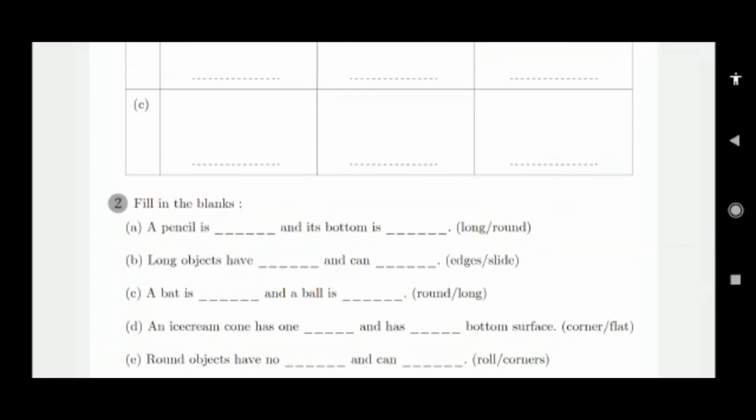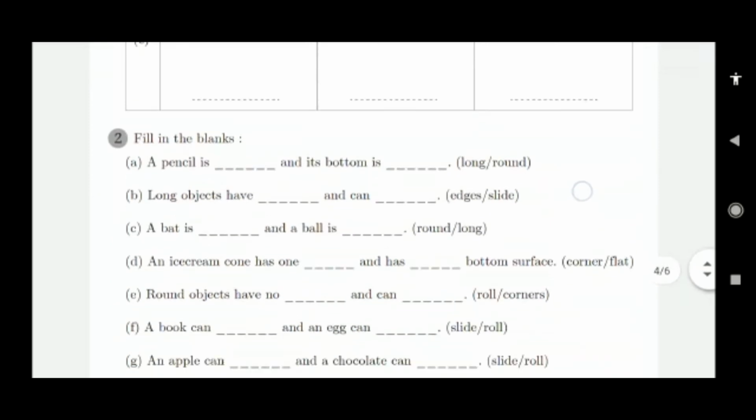Okay. Long or round. A pencil is dash and its bottom is dash. Pencil is long because it has length, and its bottom is round. Its bottom is round in shape. So B, long objects have dash and can dash. They have edges and can slide. Long objects have edges and can slide.